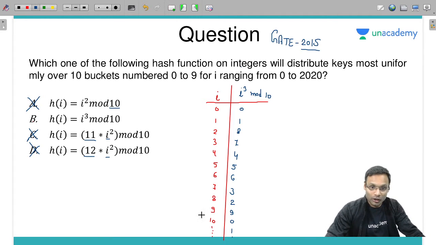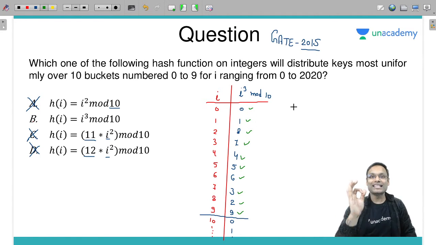So you can check it out. For 0 to 9, you have all the keys generated. You have 0, yes, 1, yes, 2, yes, 3, yes, 4, yes, 5, yes, 6, yes, 7, 8, yes, 9 also. All the keys are generated. All the slots are generated.